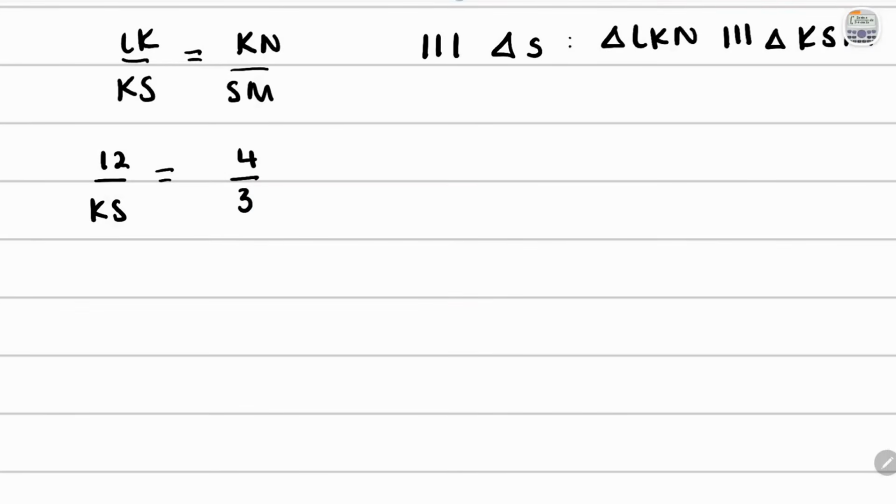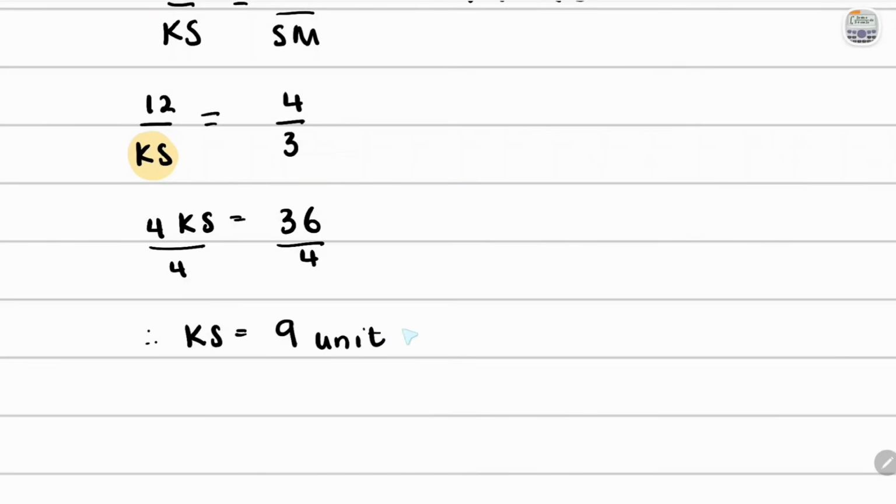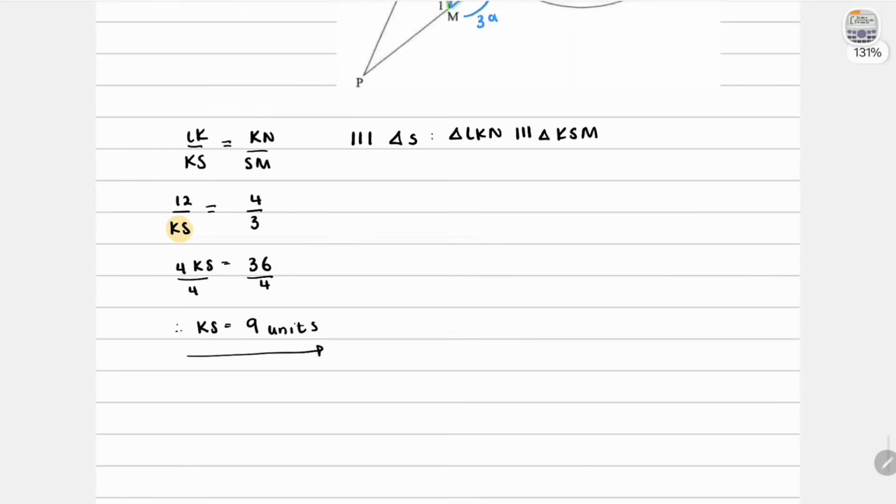And then you see that in order to solve for KS, we can start by cross multiplying. So that's going to be 4 KS is equal to 12 times 3 is 36. And then divide both hand sides by 4. Therefore, KS is equal to 36 divided by 4 is 9. So that's 9 units. And that is the length of KS.